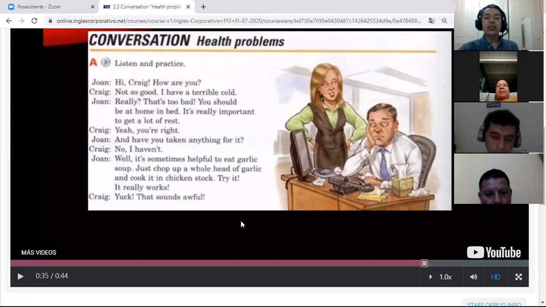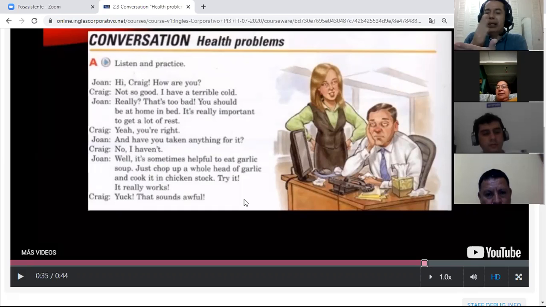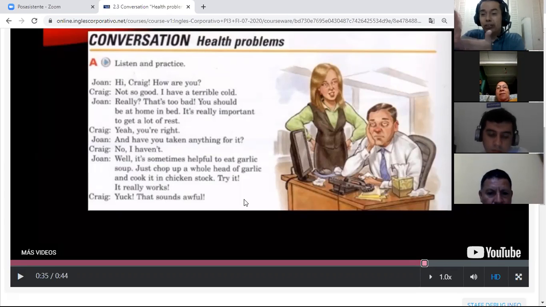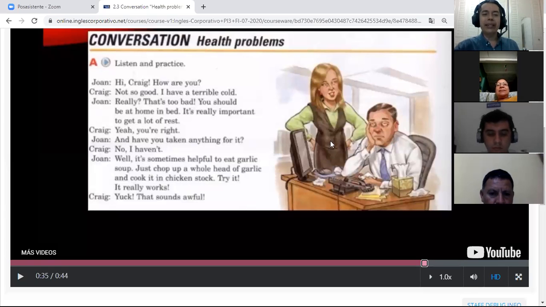Just chop up. What is the meaning of chop up? Chop up is like cortar, like when you cut. Cortar, rebanar, in pieces. That's it, right? For example, you make carrots, so you chop up. Or the onion, right? You chop up the onion, you cry, but you chop up the onion, right? Okay, that's it, chop up.